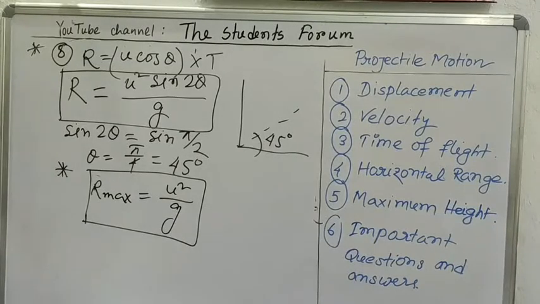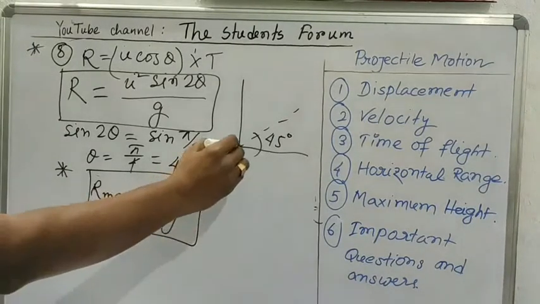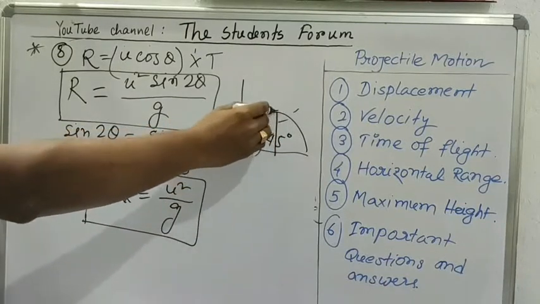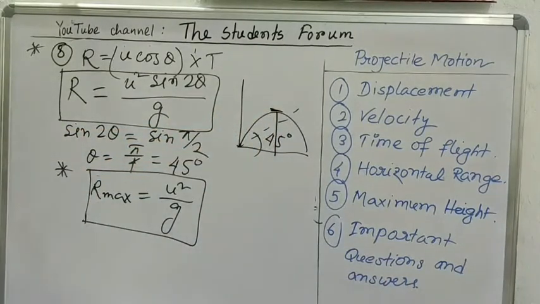Now the last important relation is the maximum height. That means the maximum height to which a projected body can reach vertically above the point of projection. So from here, if one body is projected, this is the maximum height. So how to calculate the maximum height? Let's see.